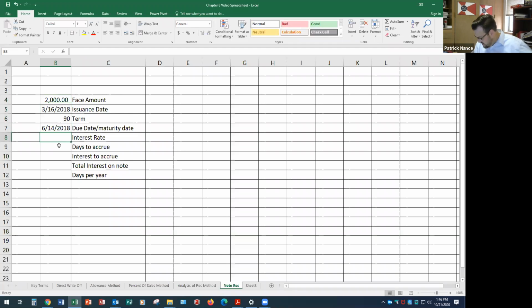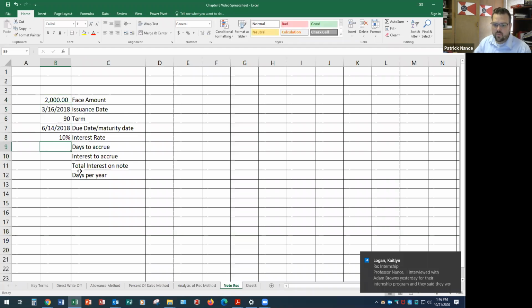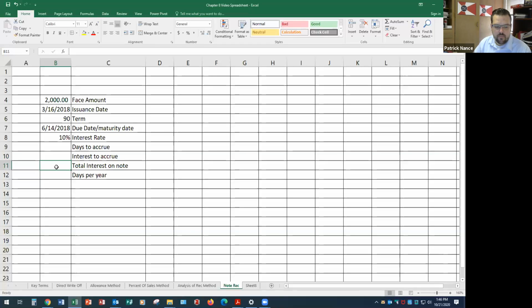The interest rate in this case is stated at 10%. That would be an annual amount. We'll talk about what days to accrue and interest to accrue later when we actually do some accruals. And then, yeah, interest to accrue, we do that too. Now, we can figure out how much total interest is on the note.